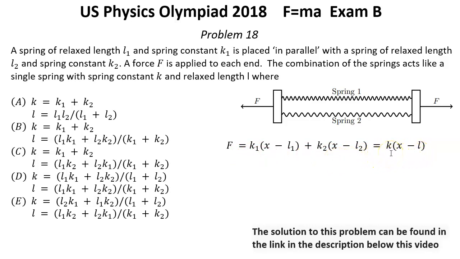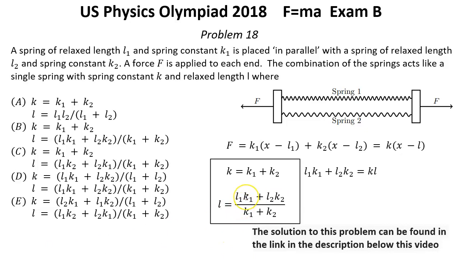We just need to equalize coefficients for the polynomial with x and the free member with the zero power. From here we can find that the coefficient k is just equal to k1 plus k2, and the free member gives us this expression. It means that now we can find the relaxed length L. That will be this expression. It means that the answer is this one, which is answer B, and that was the solution for problem number 18.